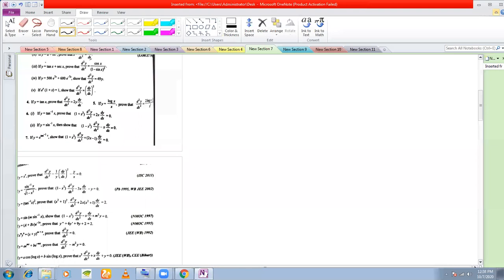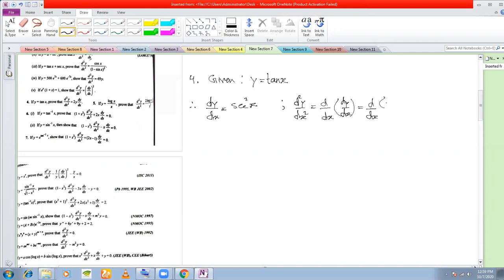So 4 here is, given y is equal to tan x. You need to show that d2y dx2 is 2y dy dx. So first we find dy dx. Therefore dy dx is sec square x, right? And what is d2y dx2? ddx of dy dx, which is ddx of sec square x.